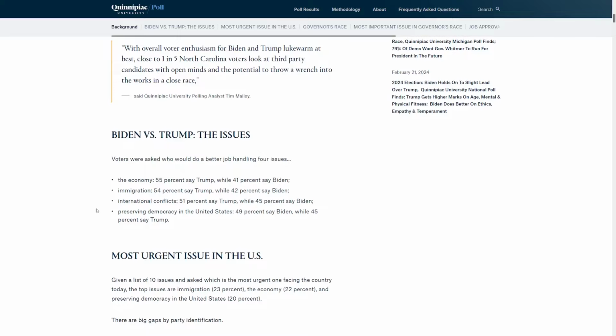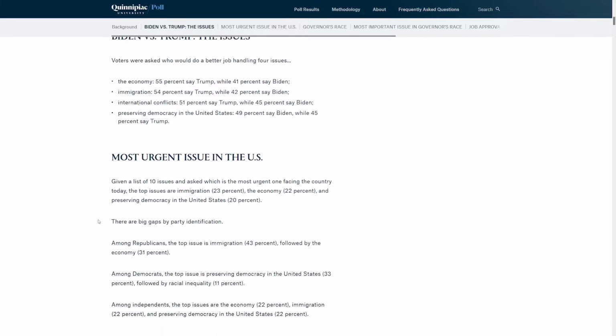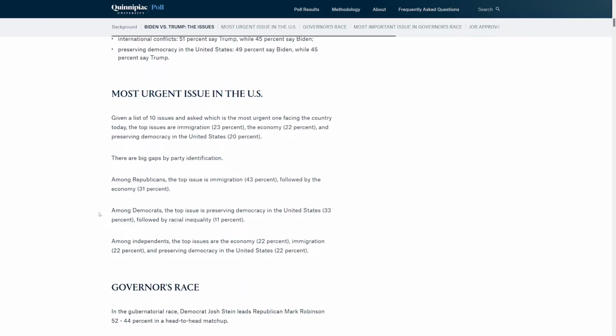So we've got the usual party breakdown with the key issues. Republicans more concerned about immigration and the economy. Democrats more concerned about preserving democracy. And then racial inequality, surprisingly, at 11%. Independents are tied 22% each on economy, immigration, and preserving democracy.